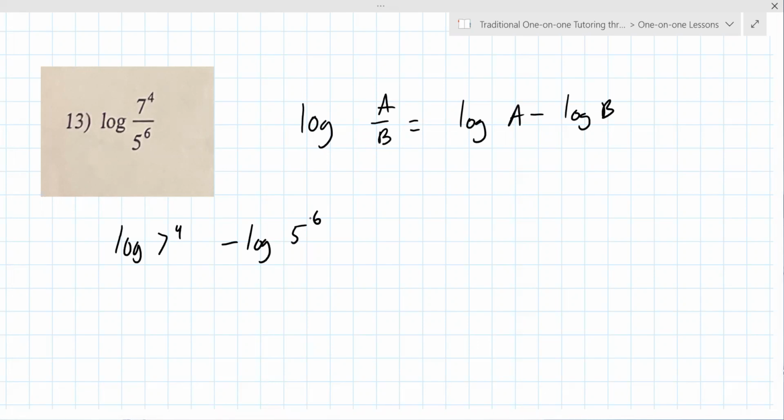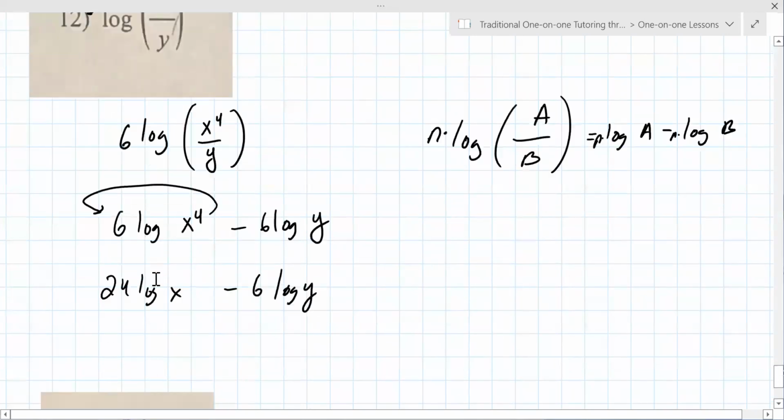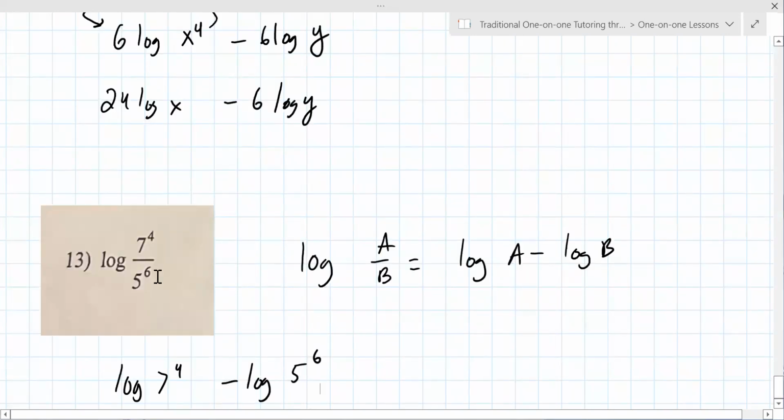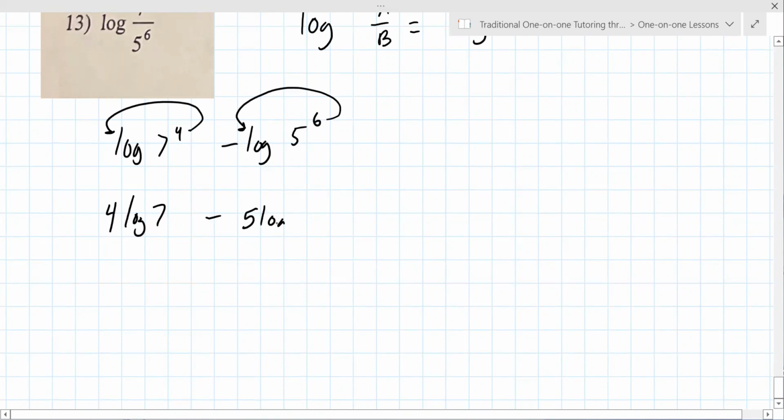So you wouldn't distribute the exponent from the 7/4 this time. No. Okay. Yeah, if you go back and look at 11 or 12, the difference is the exponent was actually outside of it with parentheses, versus this. It's a slight little thing, but it's significant. Okay, so now you can bring that exponent out in front. So 4 log 7 minus 5 log 6 log 5.